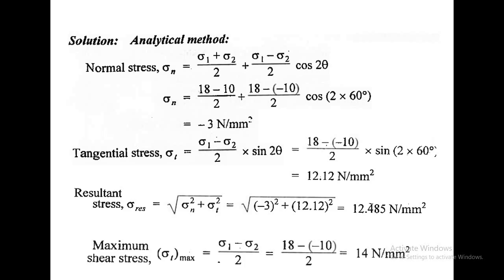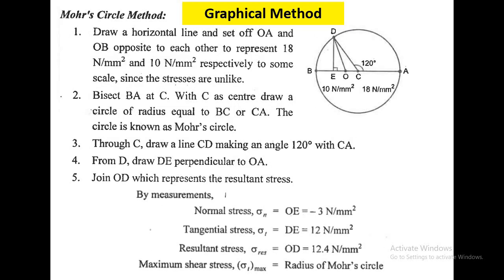Coming to the resultant stress, sigma n squared, that is normal stress squared plus tangential stress squared, in the square root, we are going to get 12.485 Newton per millimeter squared. And the final calculation is maximum shear stress, sigma 1 minus sigma 2 by 2. So that is going to be 14 Newton per millimeter squared. This same problem is solved by the graphical method also, that is the Mohr circle method.